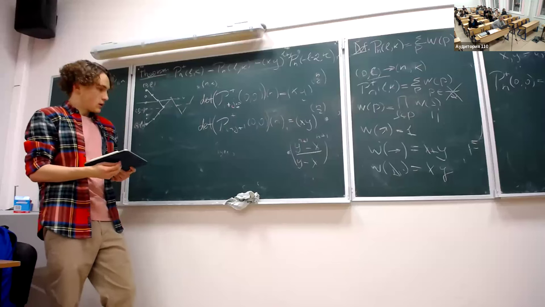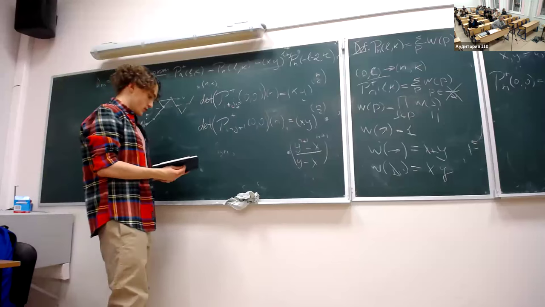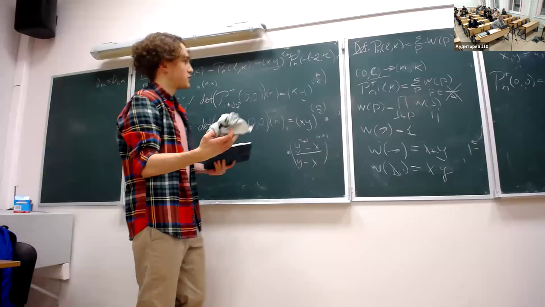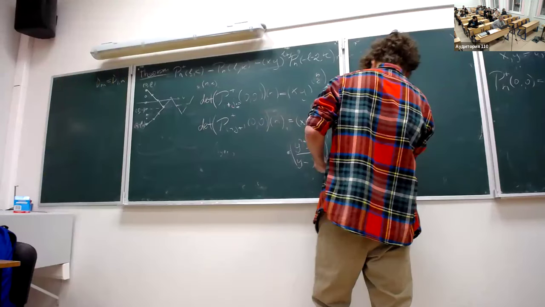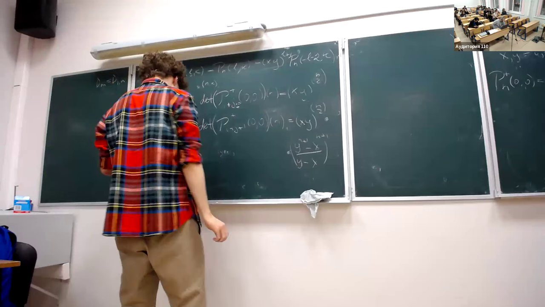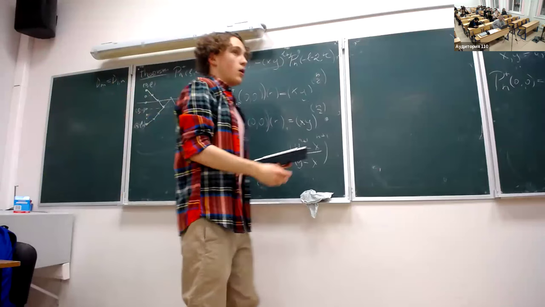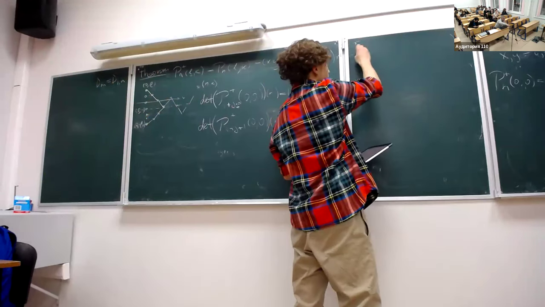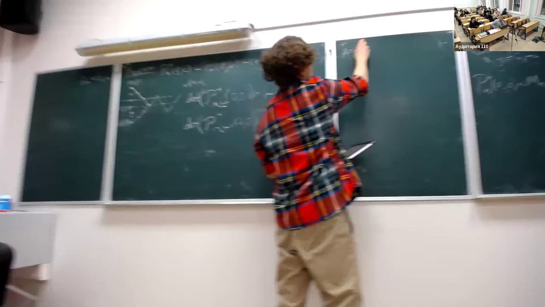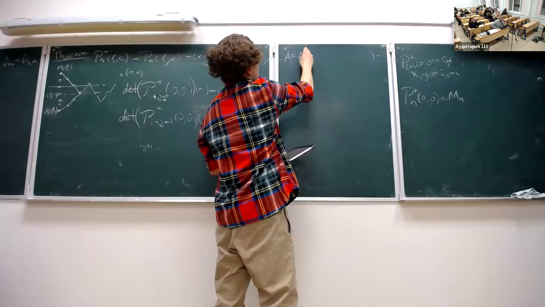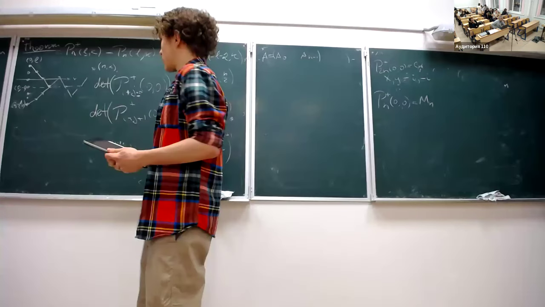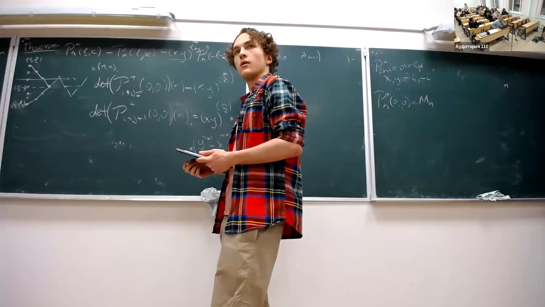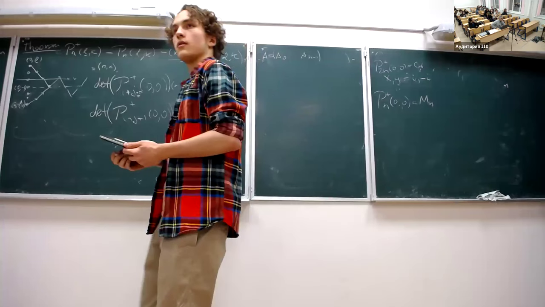So let us introduce the concept of non-intersecting lattice paths. What is a family of non-intersecting lattice paths? So we have a set of starting points. What if i plus j is not even? It's not even. Interesting.